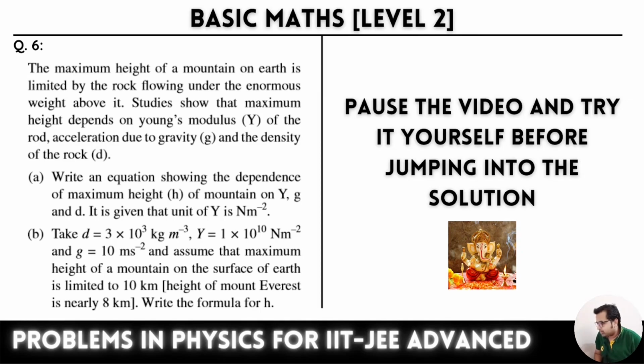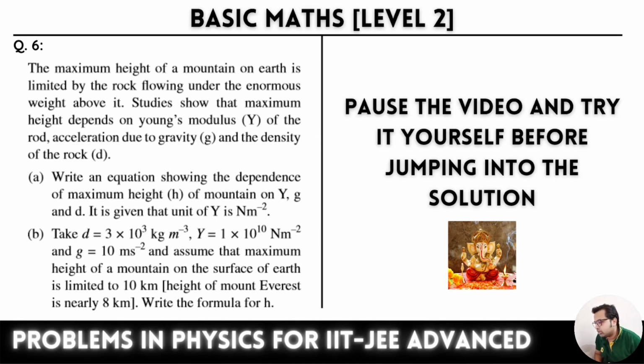And the B part is, take d equal to 3 × 10³ kilogram per meter cube, Y equal to 1 × 10¹⁰ Newton per meter square, and g equal to 10 meter per second square. Okay, this we can take, it is given. And assume that the maximum height of a mountain on the surface of earth is limited to 10 kilometer. The height of Mount Everest is nearly 8 kilometers. In the question it is given that we can assume the maximum height to be 10 kilometer.